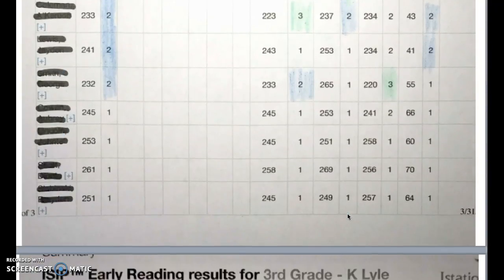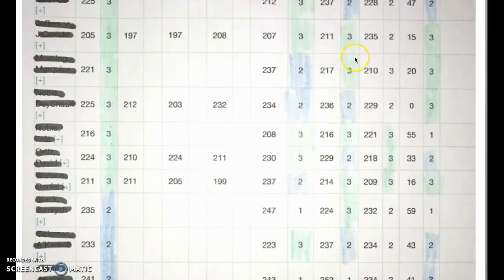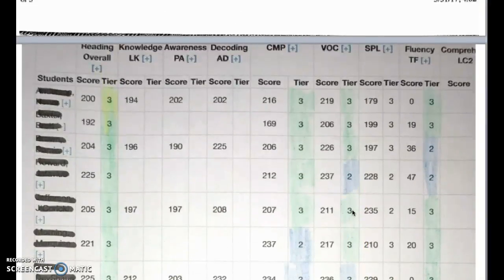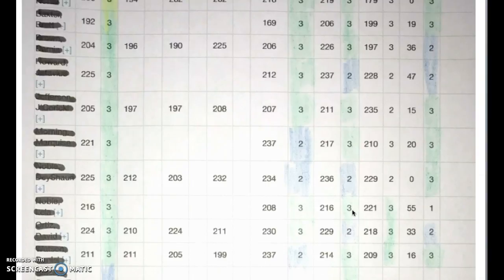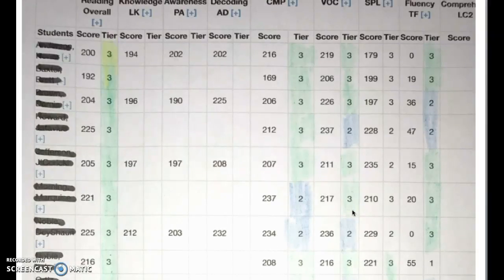So this allows me to see, okay, I need to group these students, all these 3s together, all the 2s together, and all the 1s together. So I chose this form of data collection as another way to show how I differentiate my groups, how I use the data that I have and that I collect to, again, steer my instruction.